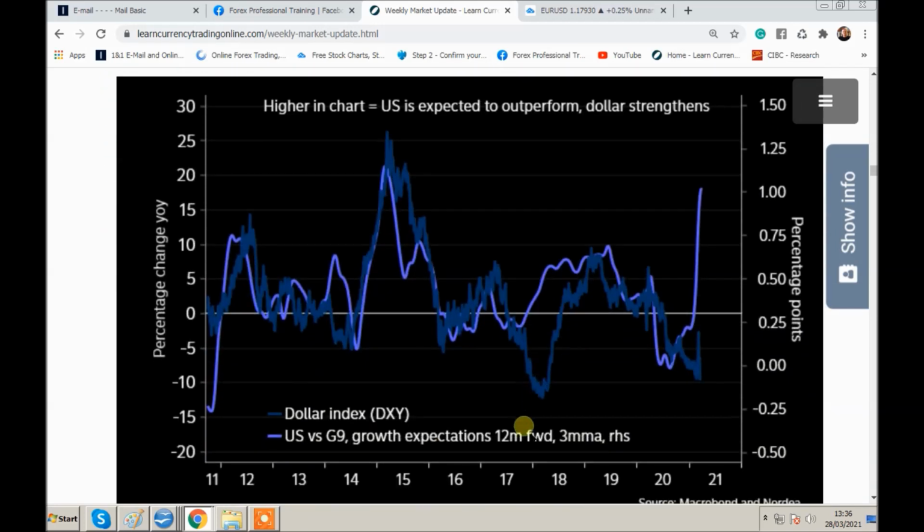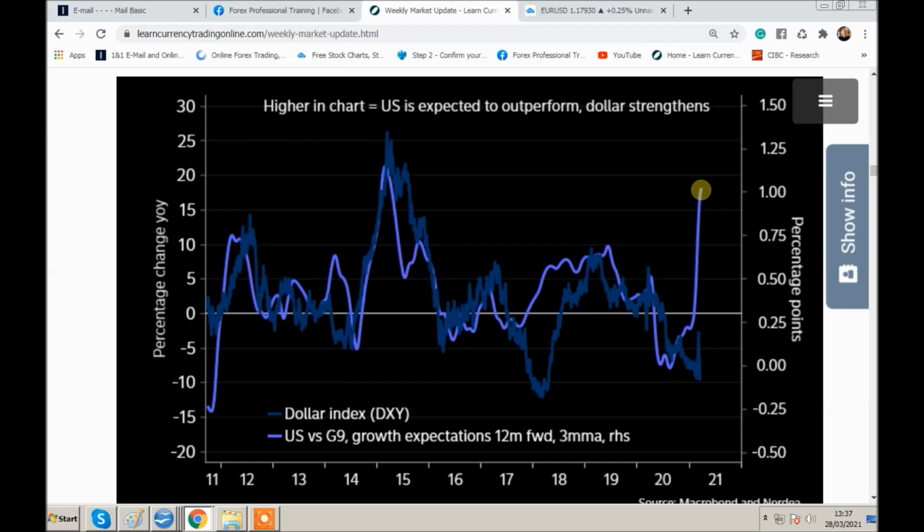This chart here is really to do with the USD, the USD against the euro. And what it is, the dollar index, a dollar against a basket of currencies. And then you've got a line that shows the US versus G9 countries and growth expectations. The US against all nine countries. You can see the market sees the US economy doing really well against the others.